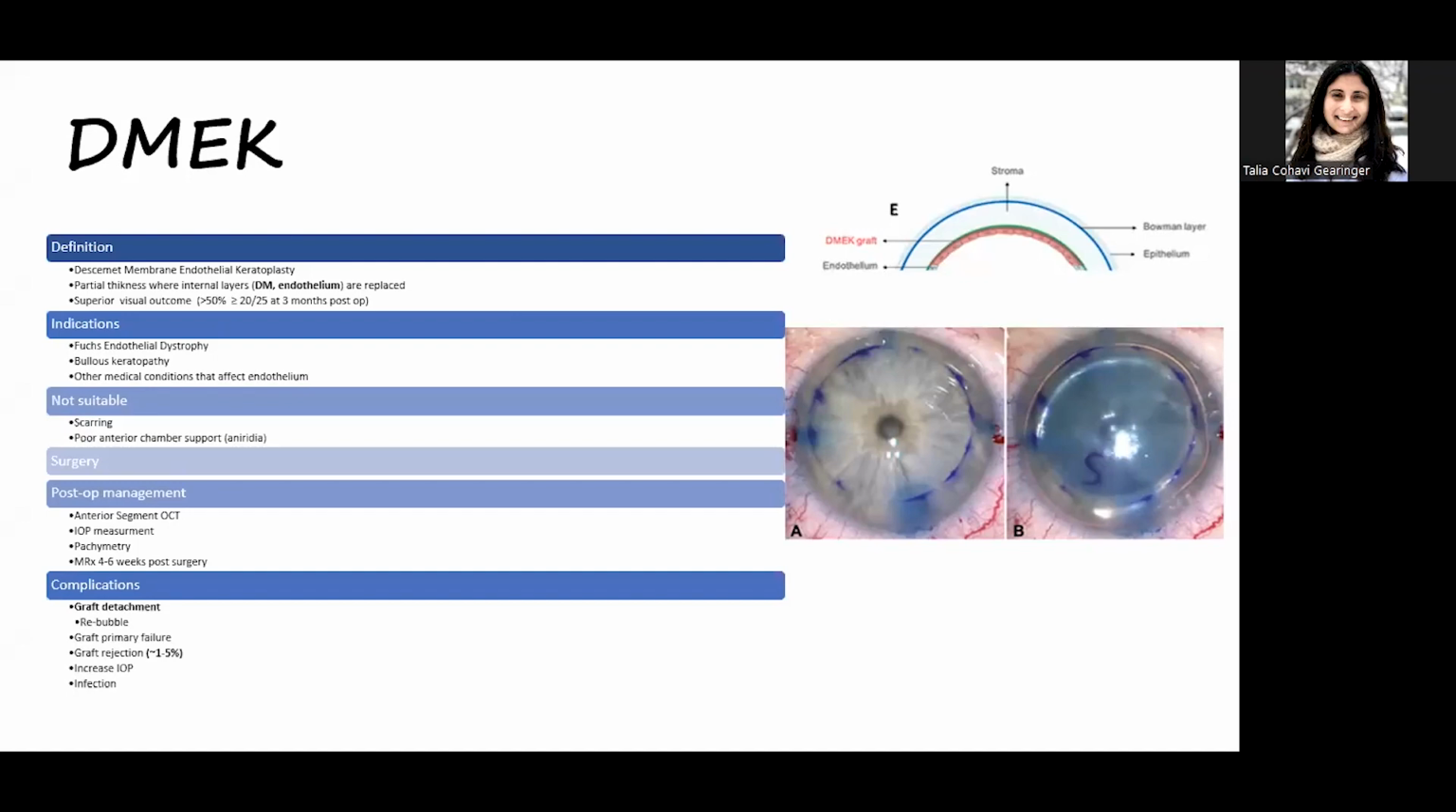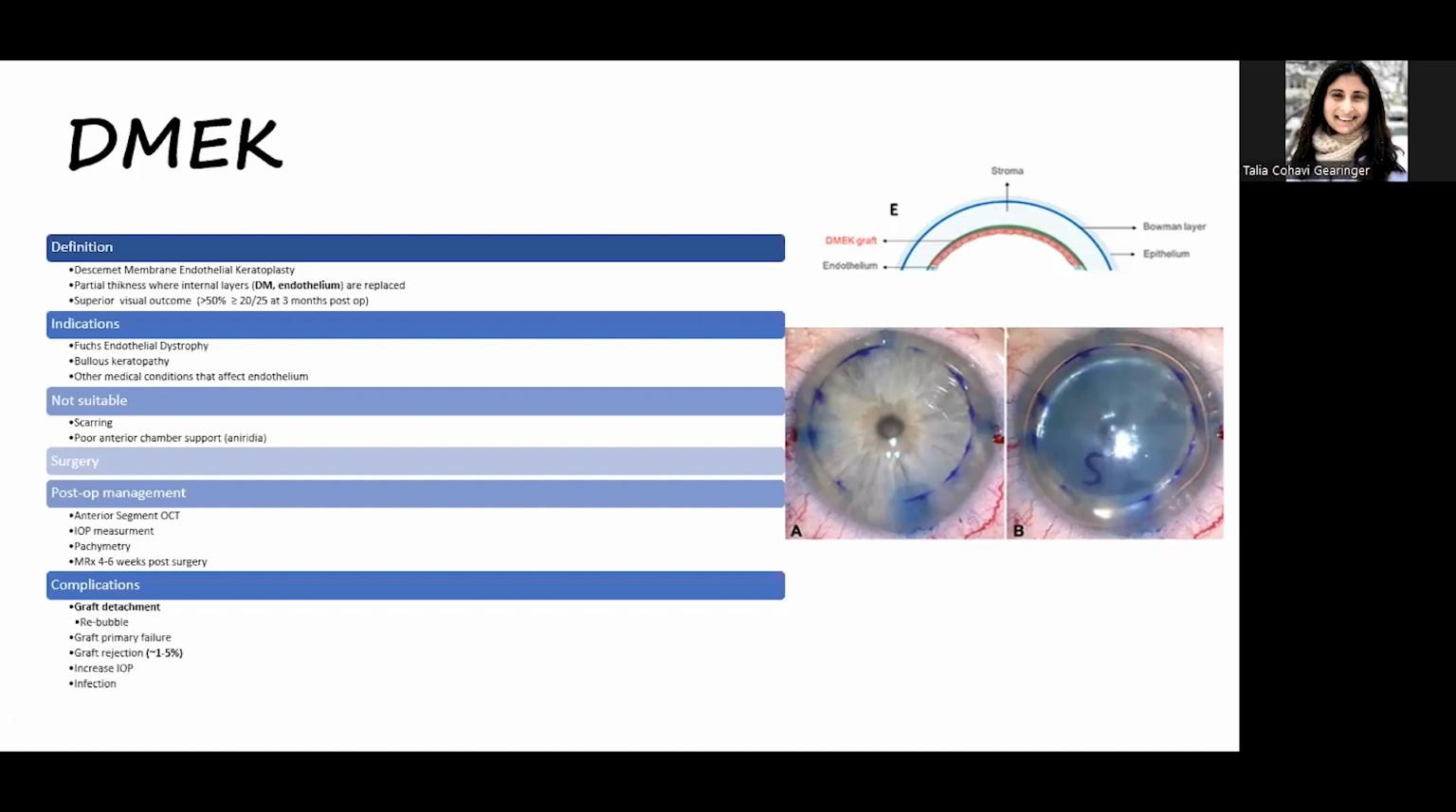So DMEK stands for Descemet membrane endothelial keratoplasty. That means that only the endothelium and the Descemet membrane are the ones that are transplanted. So that means that the tissue is very, very thin. There's no stroma in that tissue. So we also call it a partial thickness transplant of the inner layers of the cornea.